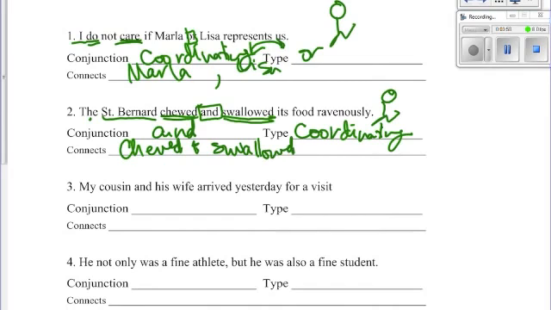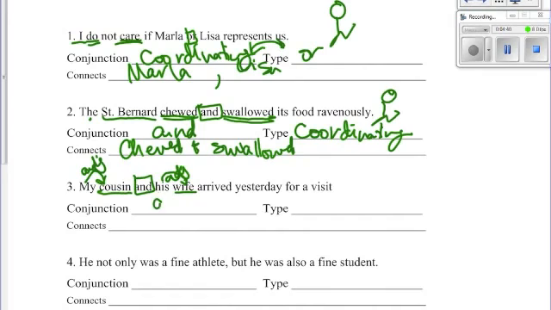swallowed. 3, my cousin and his wife arrived yesterday for a visit. I realize that you are also learning adjectives. So first of all, you'd see the sentence and say, well, who was the sentence about? Well, who arrived? Well, it's about a cousin. But it wasn't just the cousin who arrived. It was also the wife. You might have been tempted to underline his, but his is an adjective telling us about wife. My was an adjective telling us which one, cousin. And then and is your conjunction.